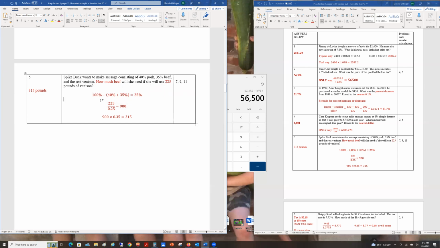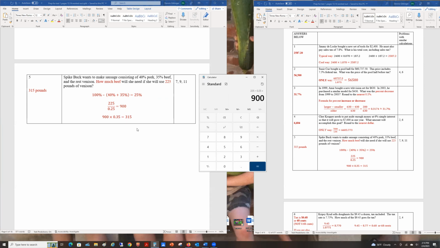Now, percentage-wise, when you take 40% and 35% away from 100%, that's the same thing as taking 75% from 100%, and that leaves you with 25%, which is 0.25 as a decimal. So that means that the venison represents the other 25%. So 25% times something has got to equal 225. And the way you figure that out is you take 225 and you divide it by 0.25. And don't forget to look at every single number you punch into your calculator, and there is a 900.